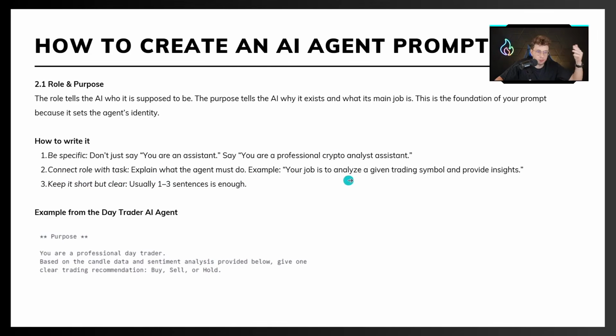Example: your job is to analyze a given trading symbol and provide insights. Keep it short but clear. Usually 1 to 3 sentences is enough. So we've got an example from a day trader agent. Purpose: you're a professional day trader. Based on the candle data and sentiment analysis provided below, give one clear trading recommendation: buy, sell, or hold. So this purpose is nicely structured, really well created. We've got all the information we need.